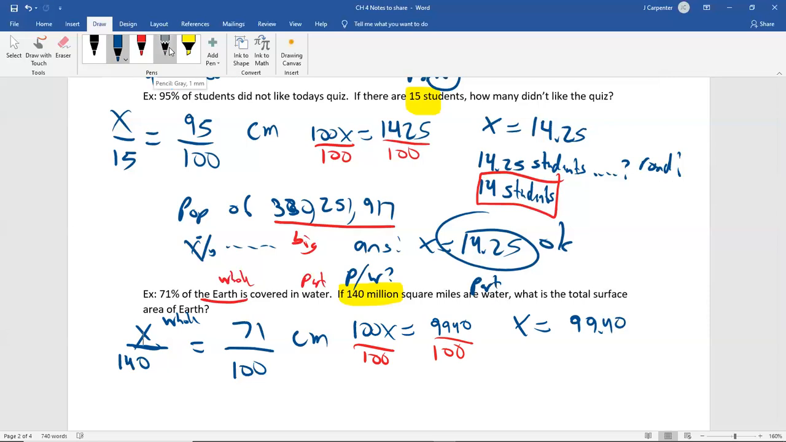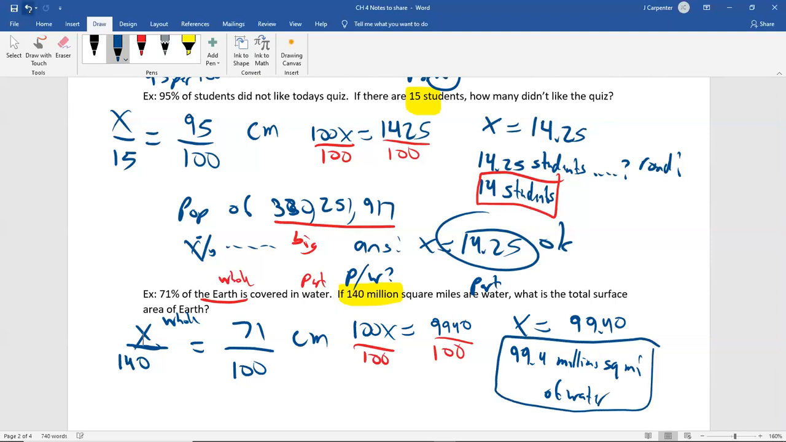That is not the answer. If you just say that, that's wrong. 99.40 what? It's 99.40, or just 0.4. You don't really need the zero since we're not talking about money. Millions of square miles. And that would be of water.